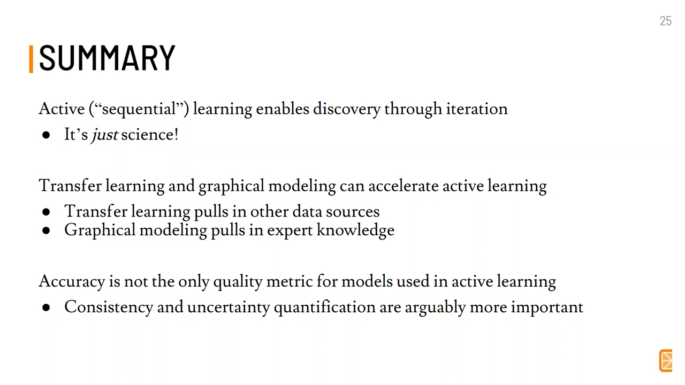And then finally, accuracy isn't really the only quality metric. In fact, it's probably one of the less important ones. The two properties that I would argue are more important are asymptotic consistency and uncertainty quantification.